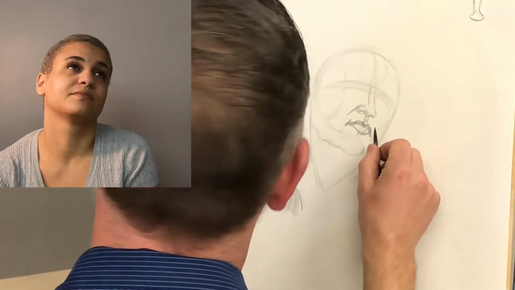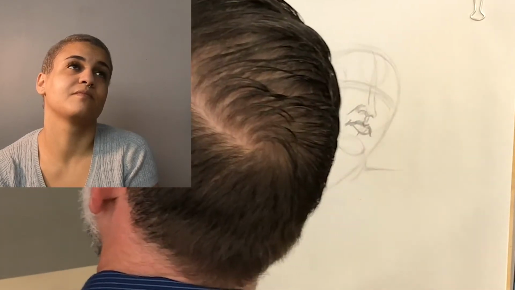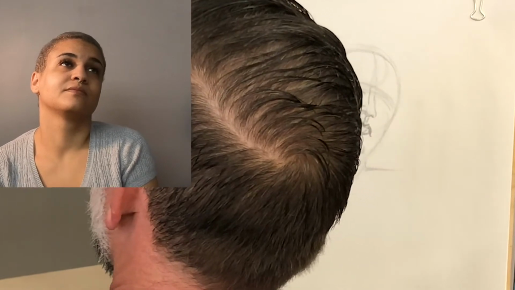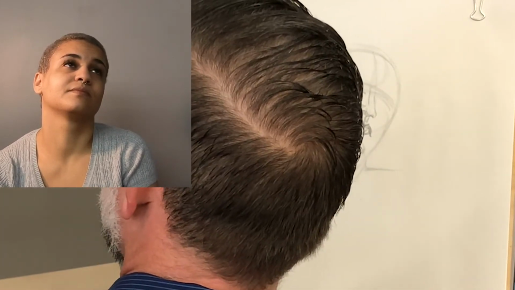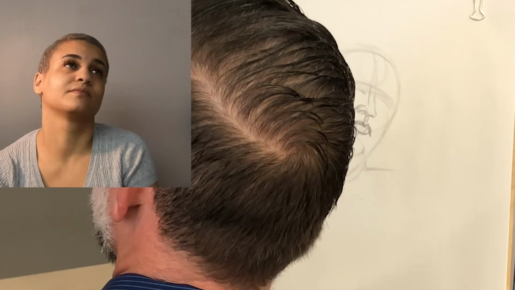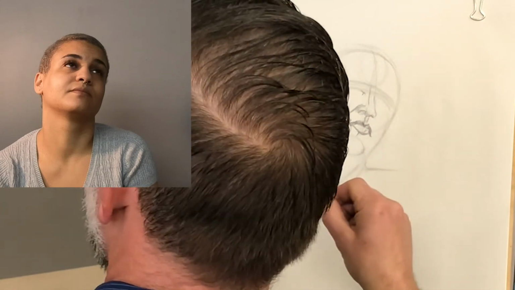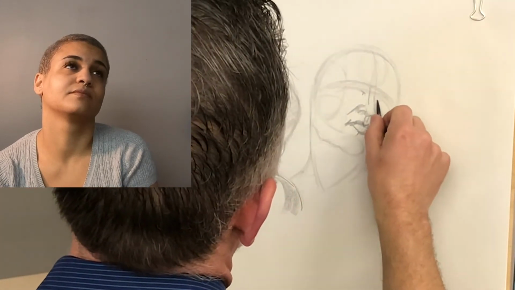Okay. All right, so let's go up and hit the eye sections here. Because I'm going to plot the ears there. Okay, so the corner of one eye sits about here. Part of the other eye sits about here.